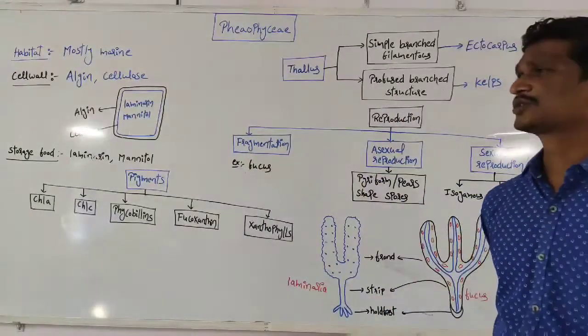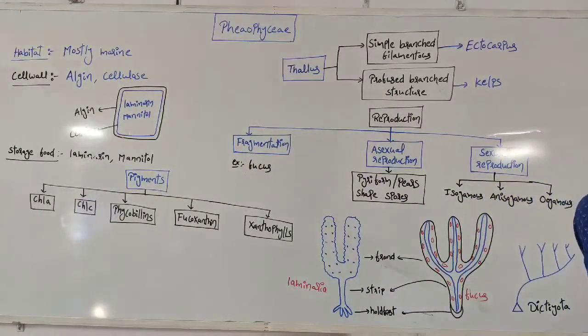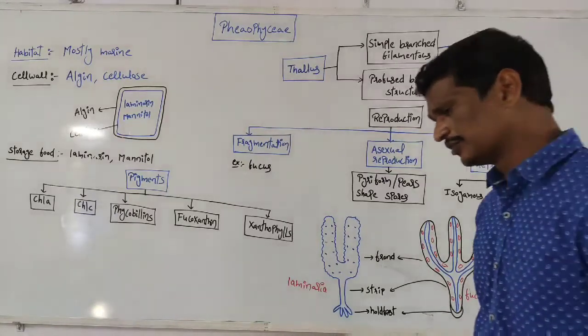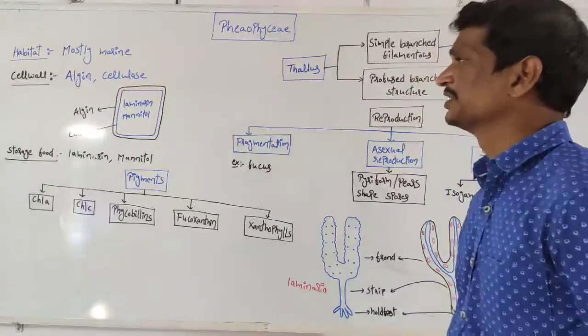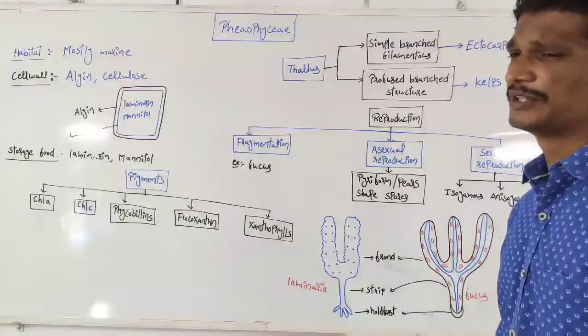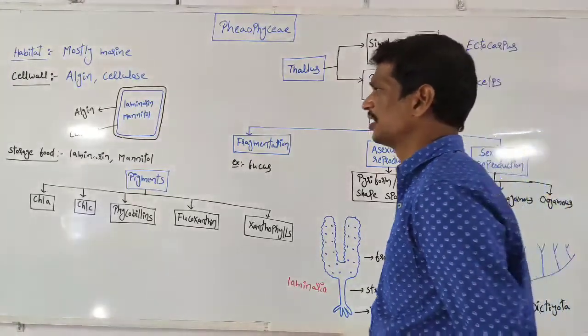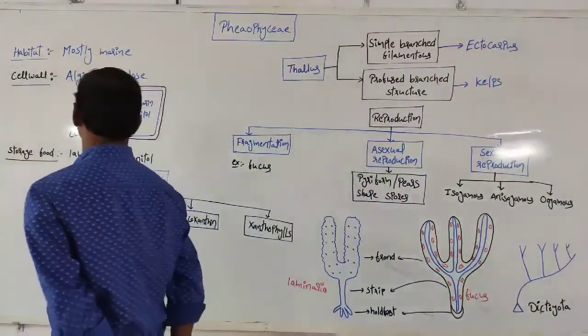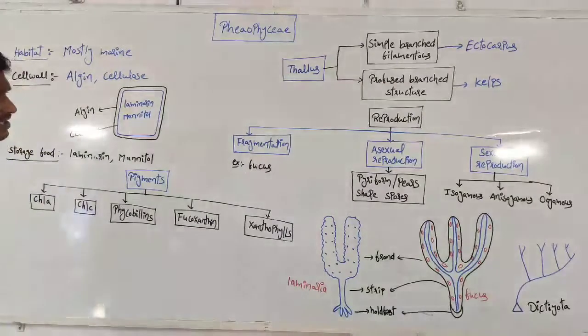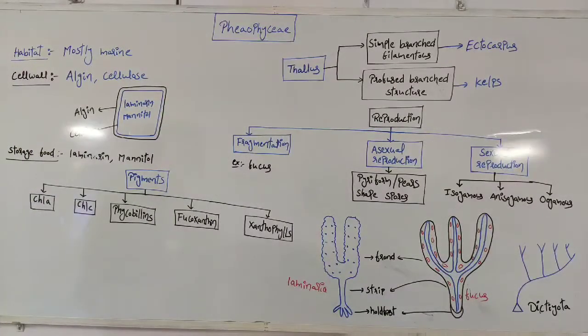And coming to the next one, cell wall. For the Chlorophyceae, we already discussed: the inner wall is made up of cellulose, the outer wall is made up of pectin. Coming to the Phaeophyceae here, the inner wall is made up of cellulose, but the outer wall is made up of algin. Outer wall is made up of algin, right? See, the stored food materials are laminarin and mannitol. These are the stored food materials.